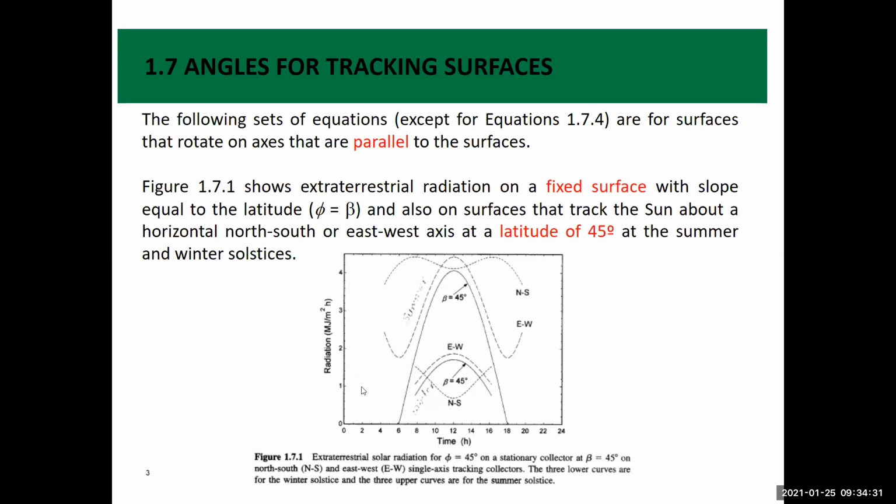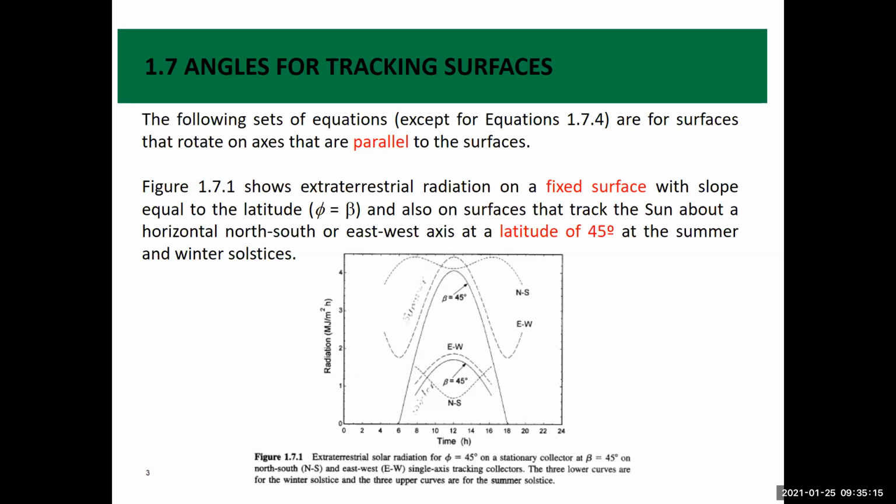This is versus another system which is tracking the sun on the north-south axis. So you set an axis with directions from north and south, and then it rotates across this axis. And what if it's an east-west direction? This is for the summer. For the winter, the black line here is for the fixed collector, and the dashed lines are for both east-west and north-south.